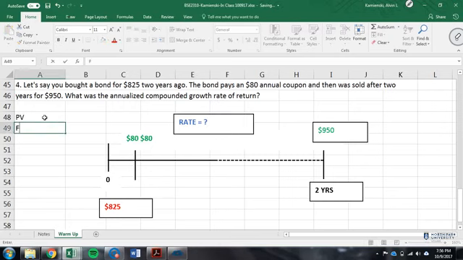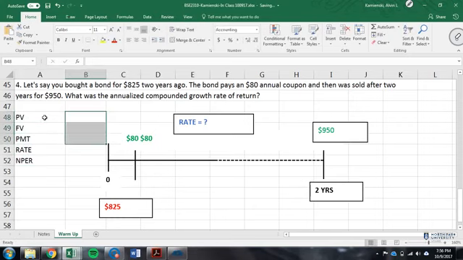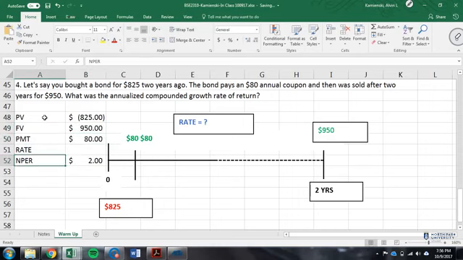So present value, future value, payment, rate, and N per. We want to be very particular again about keying in our negative for a cash flow out. Your inflow would be the $950. The payment you got was $80. The period was 2. I always like to update this. That's 2 years. That tells us that our rate's going to come annual, where our payment was annual.